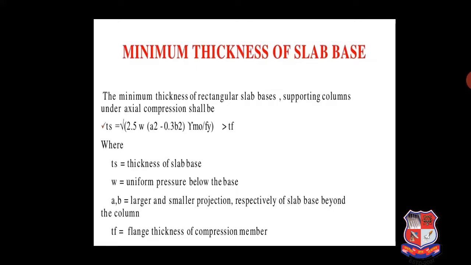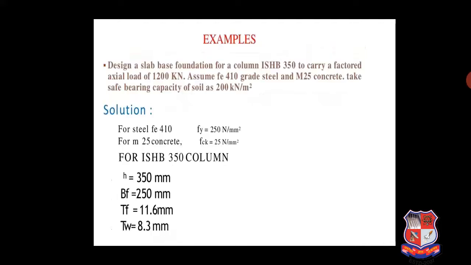While w is the uniform pressure below the base plate, a and b, here you have to note down, a and b are the projections of the slab base beyond the column on the larger and smaller side respectively. And tf, as I know, is the flange thickness of the compression member. Now we start the first example of slab base foundation.